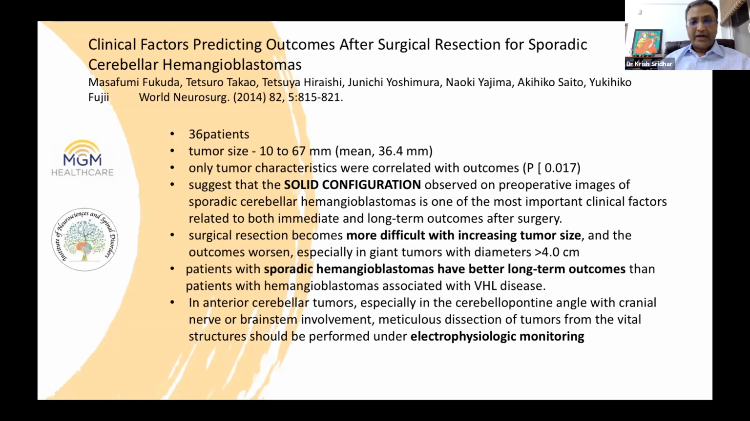However, sporadic hemangioblastomas have better surgical and long-term outcomes than those in patients with VHL. In anterior cerebellar tumors and those in the CP angle, which have cranial nerve or brainstem involvement, meticulous dissection of the tumors from vital structures should be performed with electrophysiological monitoring.